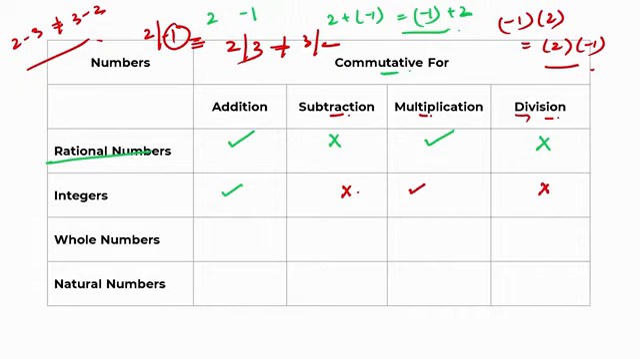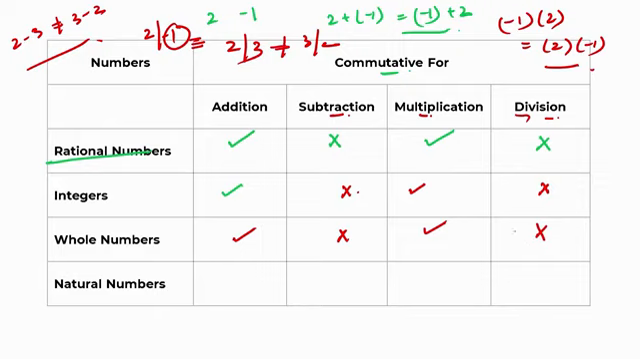So now we have done for rational numbers and for integers, and we basically need to check for your whole numbers and your natural numbers. So for whole numbers, I would say that addition is closed, your subtraction is not closed, your multiplication is closed, whereas your division is not closed.